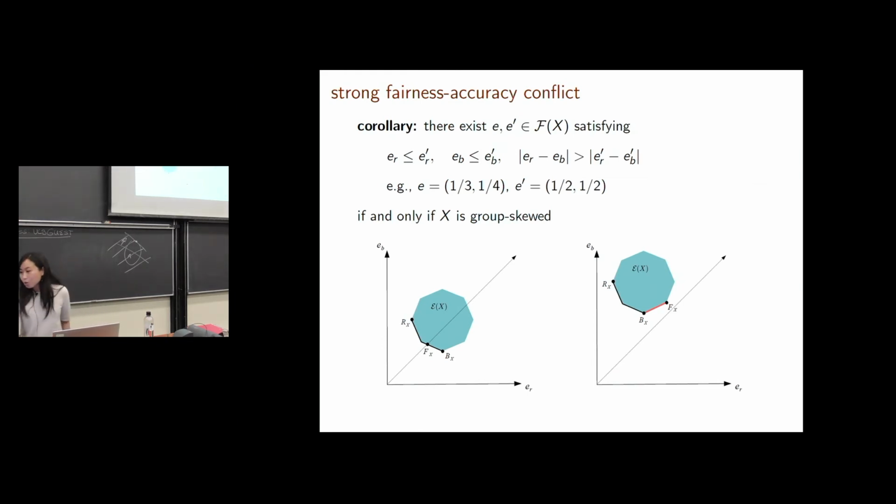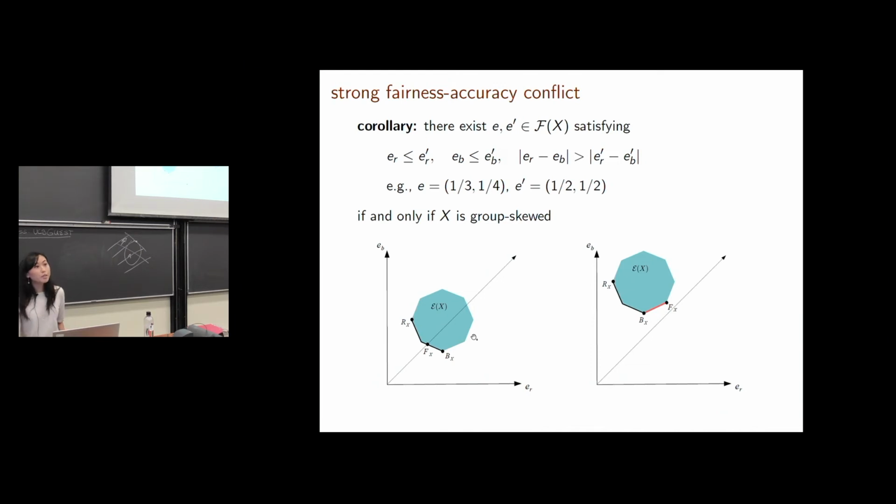Right, so we could consider, is it possible that a point like 1/2, 1/2 would be on the frontier if it was feasible to actually achieve the point 1/3, 1/4? Right, so 1/3, 1/4 involves lower errors for both groups, but a bigger gap relative to 1/2, 1/2. Okay, can these both be on the frontier?